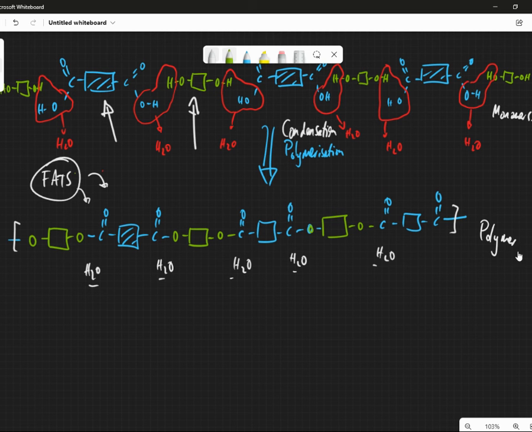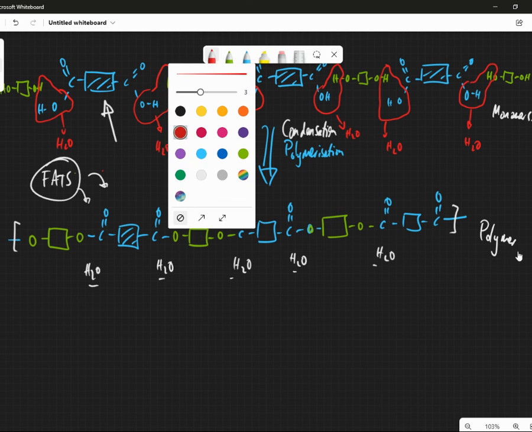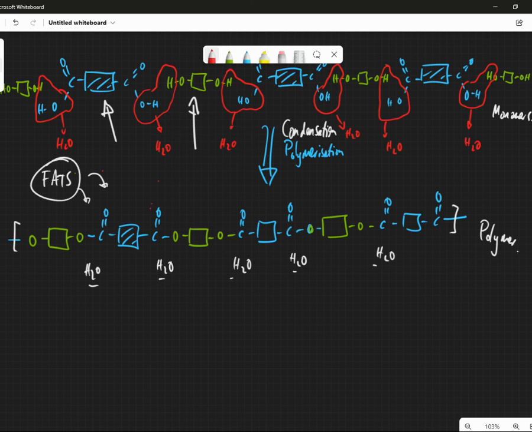Now, what does this particular condensation polymerization form? It forms an ester. Let me get a different color. And if you look here, what's this group? Anyone know what that group is? Have we seen that group before?